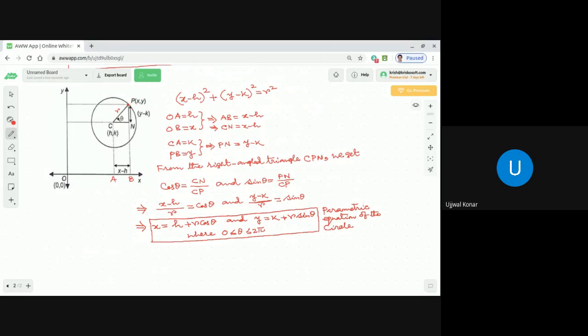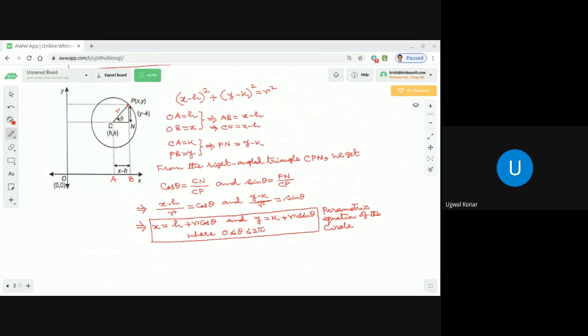R is known to you, h and k are known to you, because you know the radius of the circle, that's why r is known to you. You know the coordinates of the center of the circle, that's why h and k are known to you. What is the parameter here? It's theta. That means as you vary theta, you get different points on the circle, and hence by means of this parameter theta, we are able to find the equation of the circle, and eventually you can construct the circle geometrically also. So hence it is known as the parametric equation of the circle.